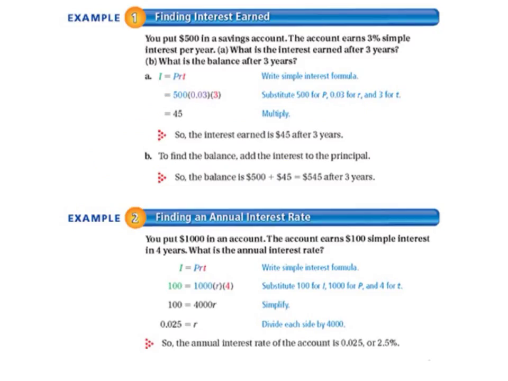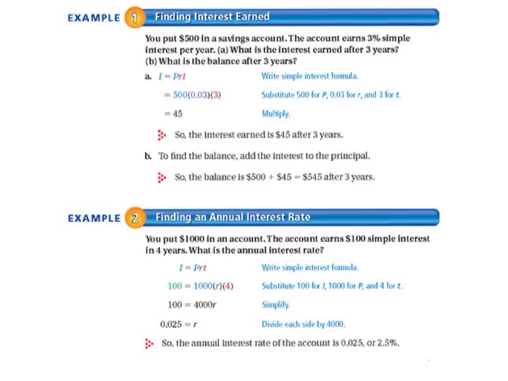Today we're going to start on page 254 of your math textbook. Example 1, we're finding interest earned. You put $500 in a savings account. The account earns 3% simple interest per year. A, what is the interest earned after 3 years? B, what is the balance after 3 years?